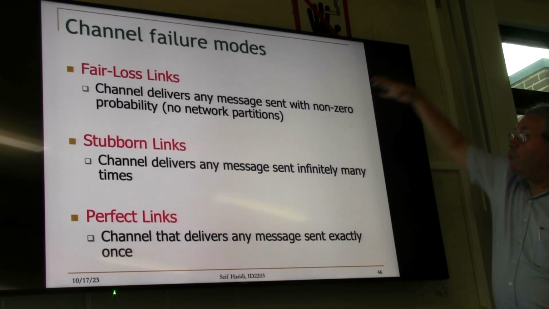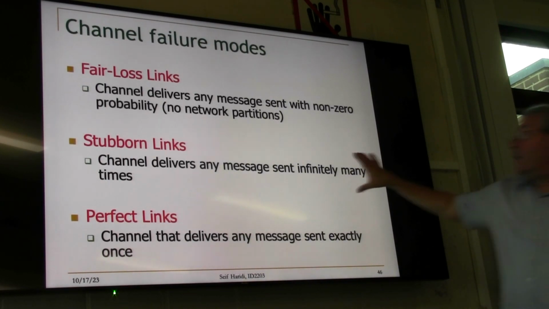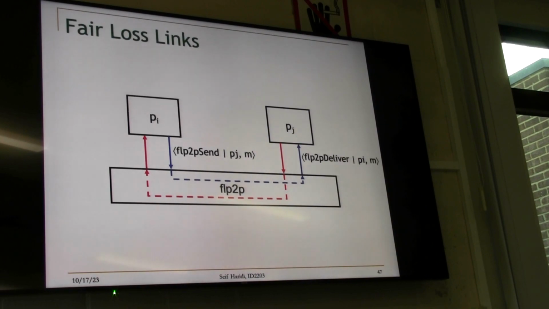So I don't want to compress it all and put the code into one thing. Of course, then you can always optimize that. A real system doesn't necessarily need these stubborn links. Okay? So it's like this. This is the fair loss link.